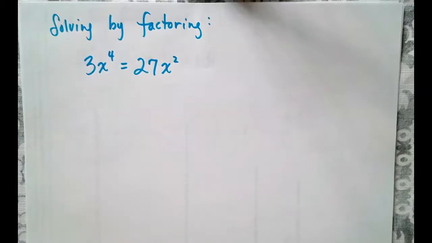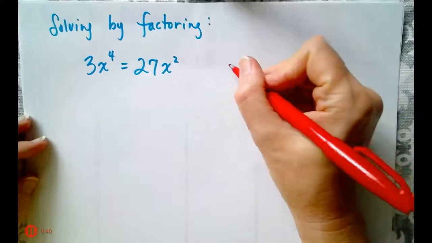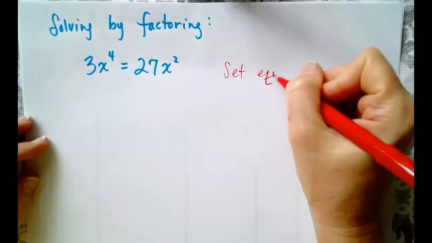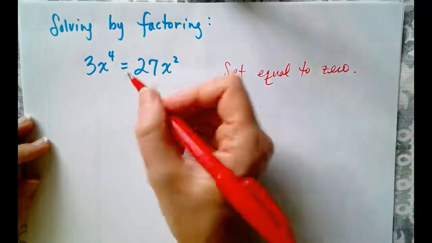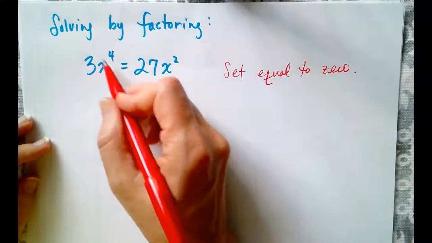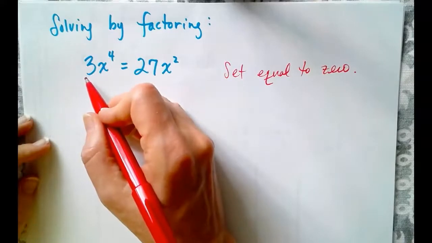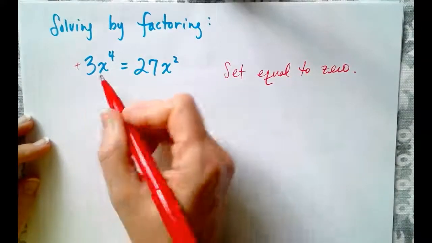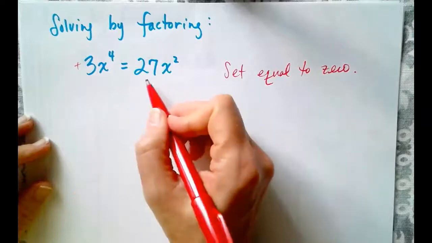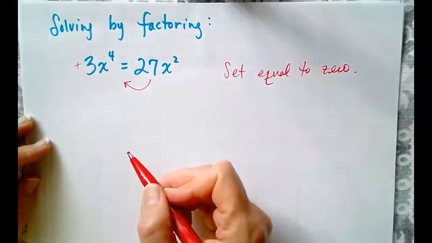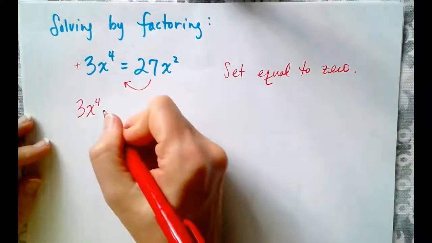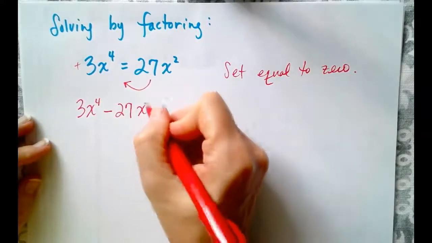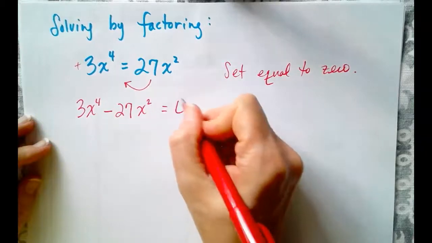So, first thing we need to do, just what we do with quadratic equations, is set equal to 0. Keep the higher power, if it has a positive leading coefficient, keep it that way. So we're going to keep 3x to the fourth on the left, and we're going to bring 27x squared over. So 3x to the fourth minus 27x squared equals 0.